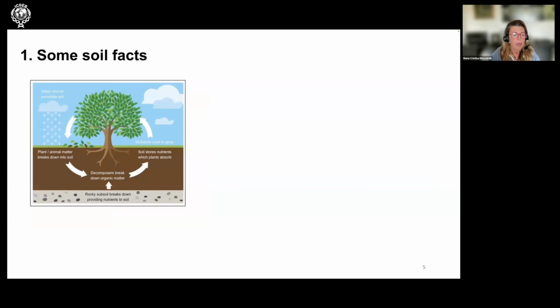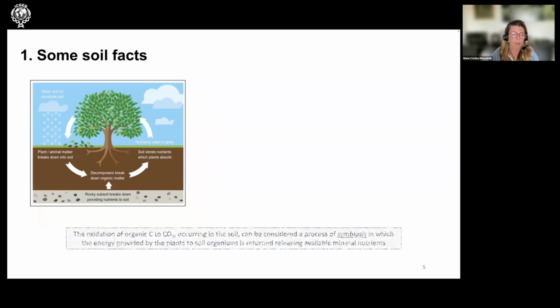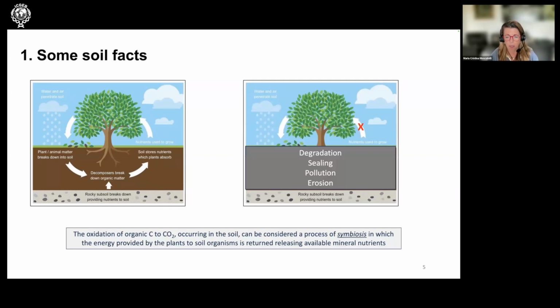Then another aspect, talking about biogeochemical cycles: we know how plants and soils are strictly linked to each other in a huge process of symbiosis, as I read one day in a book, where the oxidation of organic carbon to carbon dioxide, which occurs in the soil and is performed by microbes, releases nutrients which are available for plants. So we know this, but if soils are degraded, sealed, polluted, or even eroded, so physically missing, this process is blocked, and nutrients are no more available for plants. And again, there is another strong inconsistency between what we know as soil scientists and the status of soils.